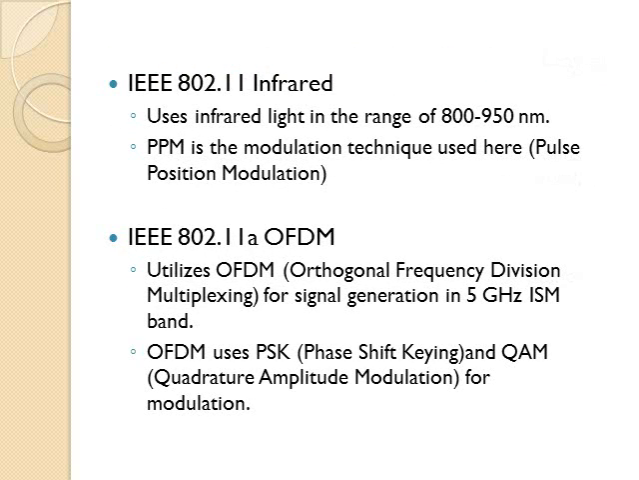802.11 infrared. It uses infrared light in the range from 800-950 nanometers. Pulse position modulation is the one used here for modulating. And then 802.11a OFDM, orthogonal frequency division multiplexing, for signal generation in the 5 GHz radio frequency band, and it uses phase shift keying for modulation.